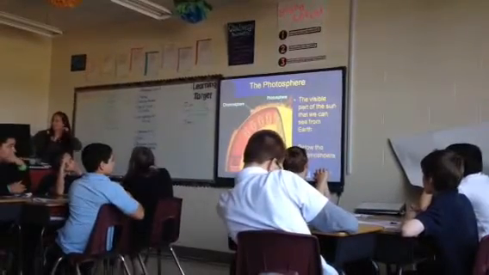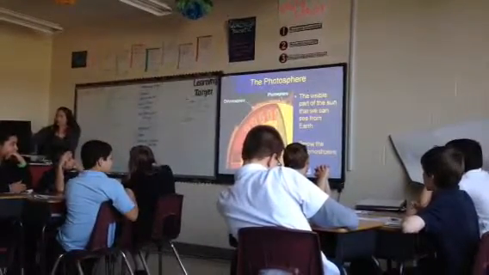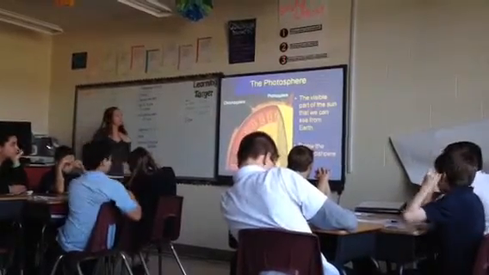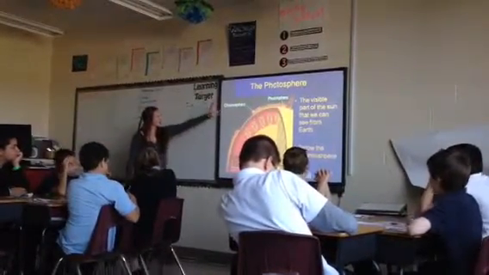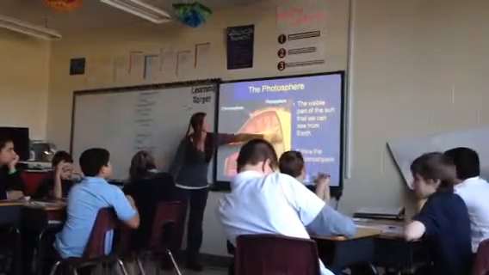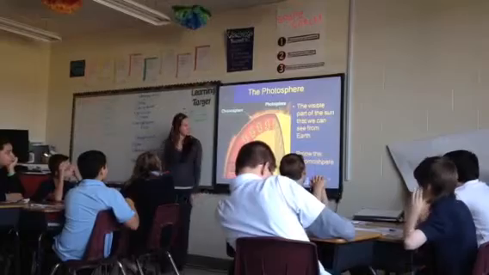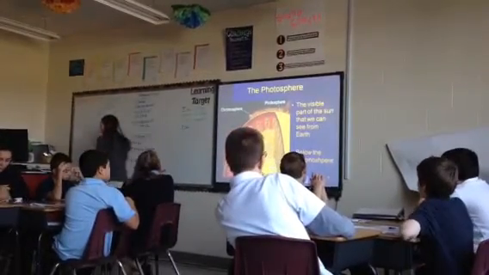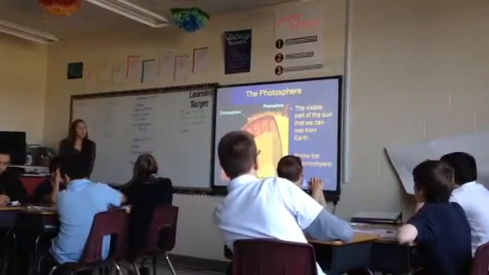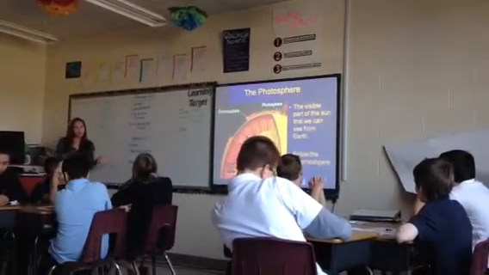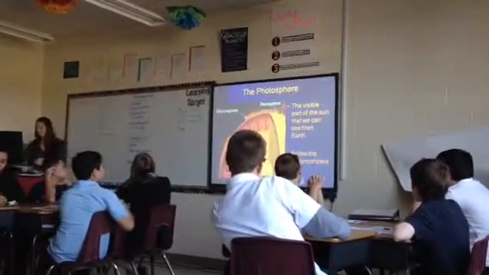And next is the photosphere. The photosphere is the visible part of the sun that we can see from Earth. So we have first the corona, and then the chromosphere, and then the photosphere. You see, it's like the outside, this very thin layer, and this is what we can actually see. So remember that: think about taking a photo of something, and what you can see is the photosphere. That might help you remember that.